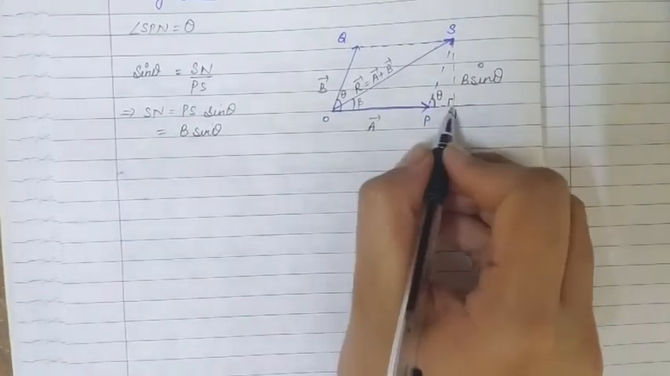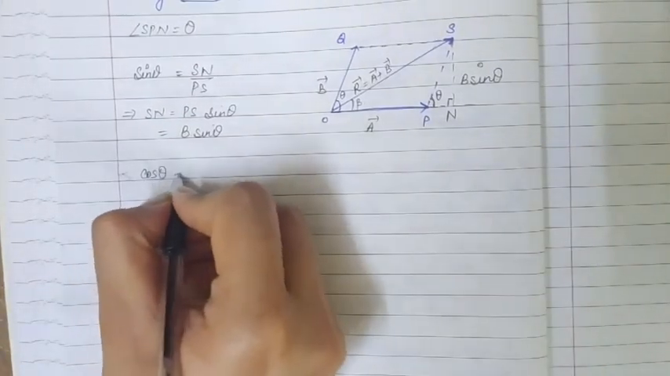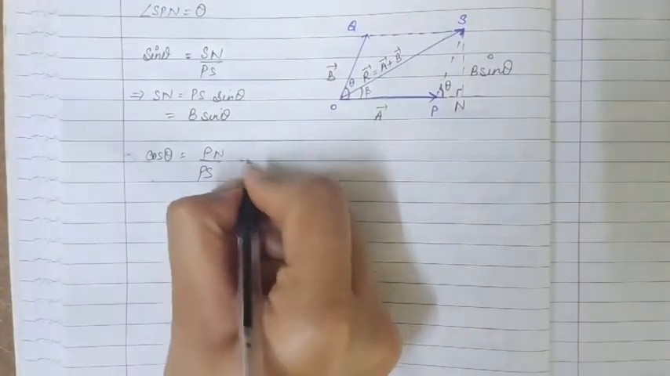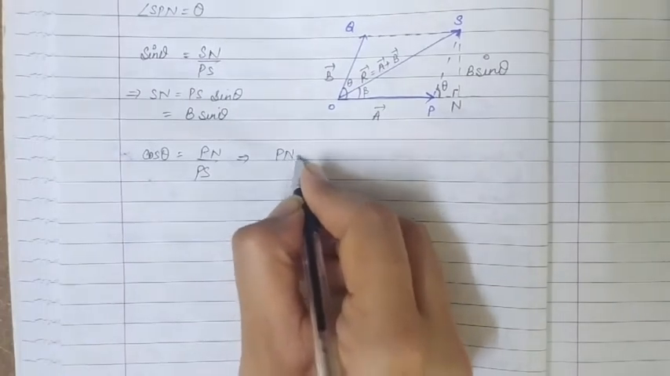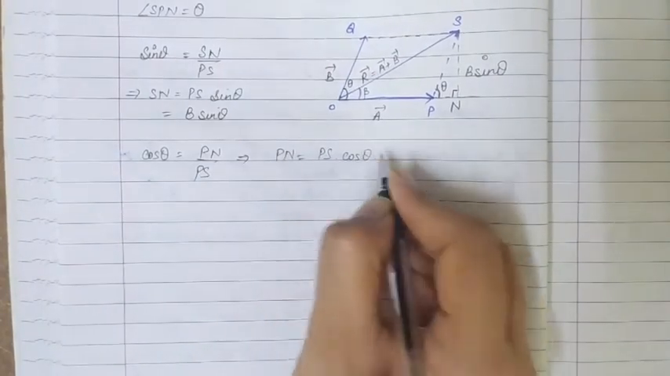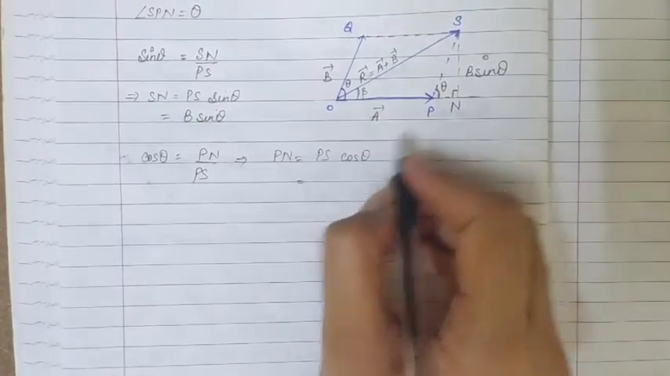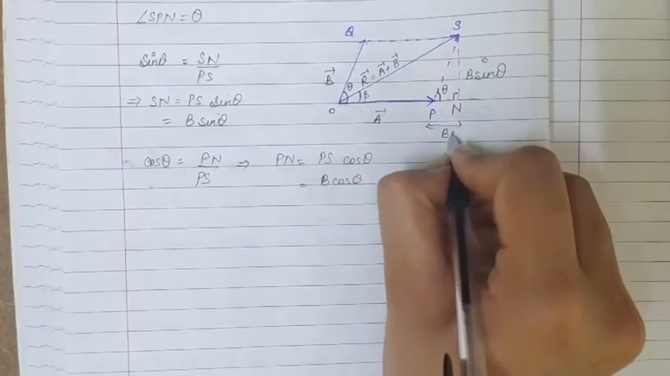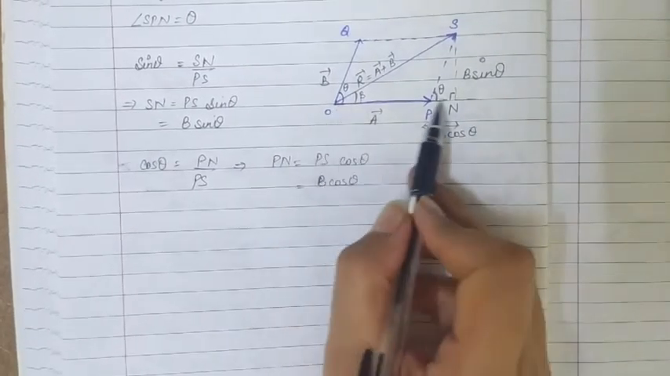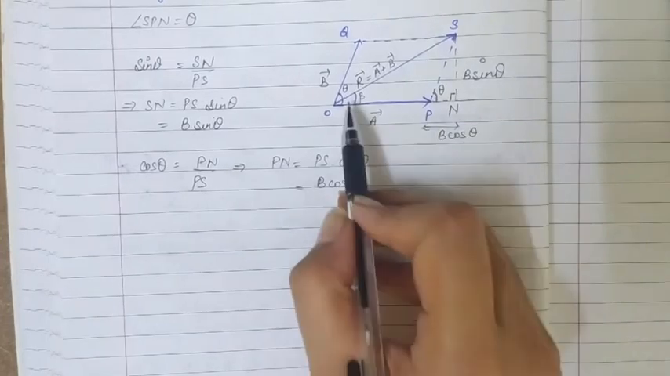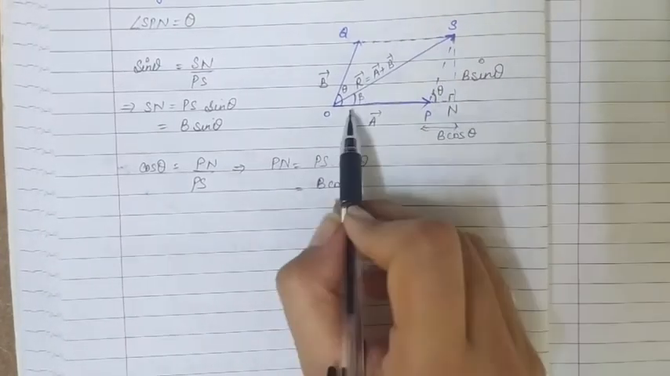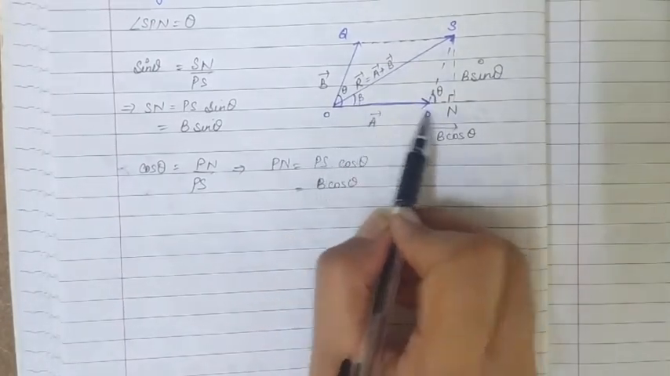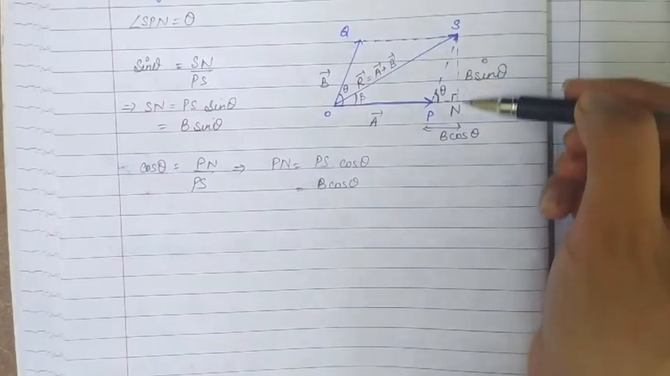Now for PN, for this we are going to find cos theta. Cos theta is equal to base upon hypotenuse. That means PN upon PS, which implies PN is equal to PS cos theta, and PS is equal to B. So B cos theta. So the side PN is B cos theta. Now ON is A plus B cos theta in triangle OSN. In this complete triangle OSN, hypotenuse is R, one side is A plus B cos theta and the other side perpendicular is B sin theta.